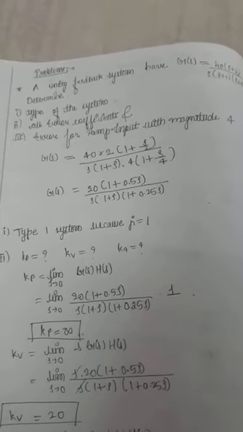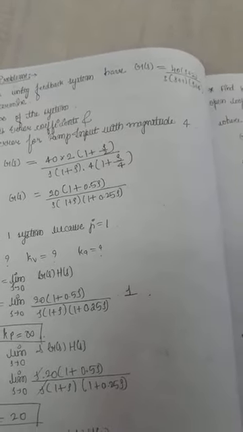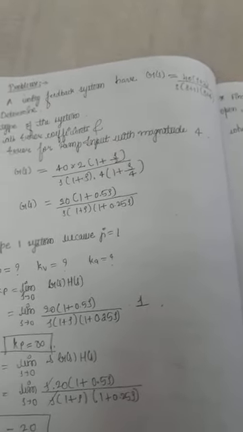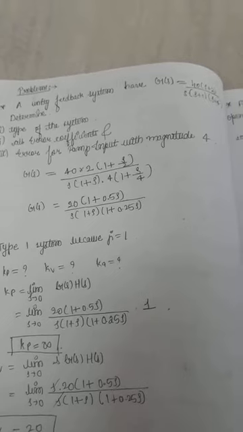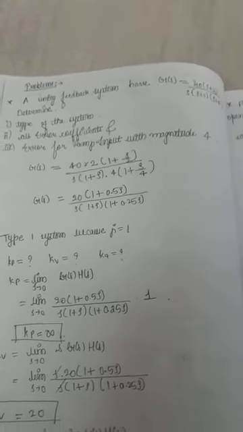Okay, remember first we'll write an equation. First we know that G(s) is equal to 40 into (s plus 2) divided by s into (s plus 1)(s plus 4). And we should write it in the standard form. How? In this form we should write 1 plus T1 s, 1 plus T2 s. In this form we should write here.